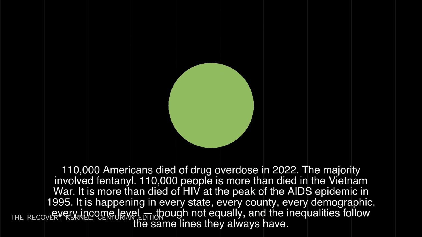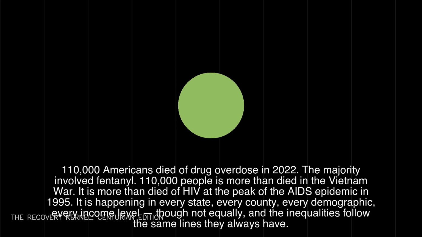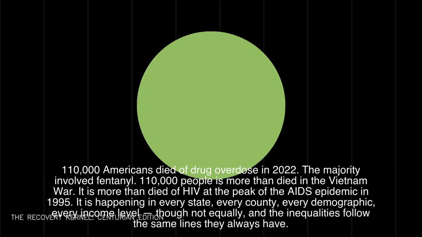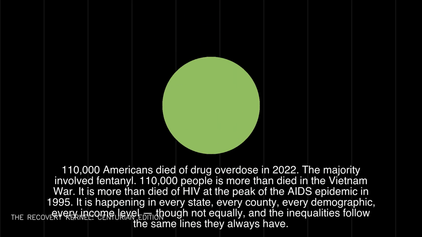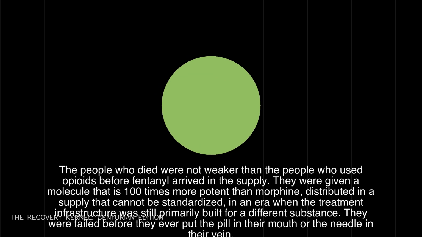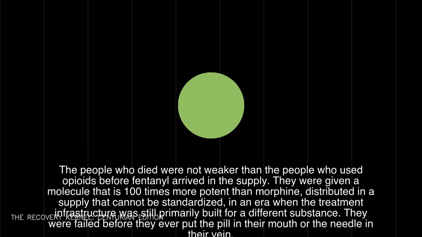110,000 Americans died of drug overdose in 2022. The majority involved fentanyl. 110,000 people is more than died in the Vietnam War. It is more than died of HIV at the peak of the AIDS epidemic in 1995. It is happening in every state, every county, every demographic, every income level, though not equally, and the inequalities follow the same lines they always have.